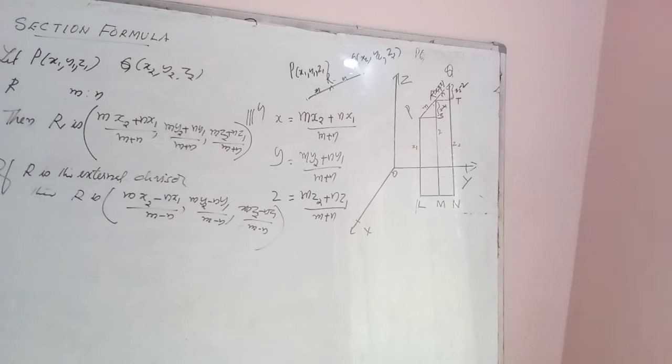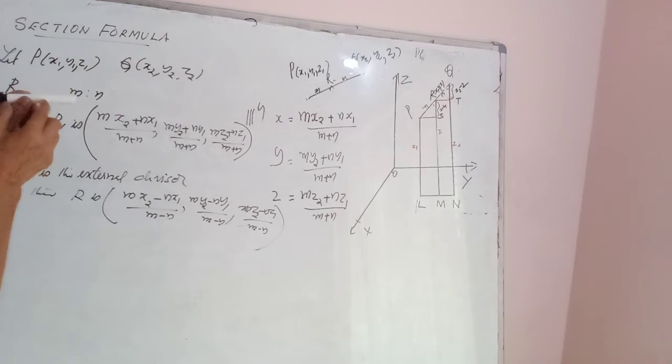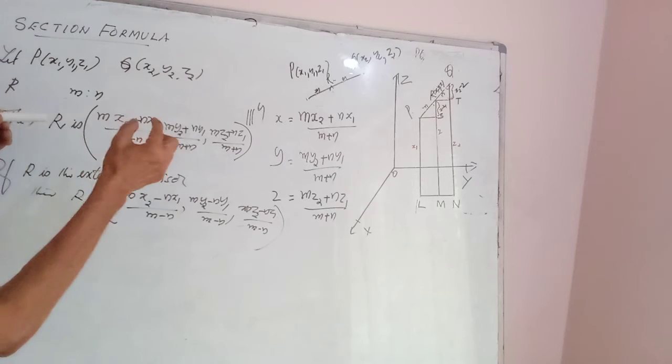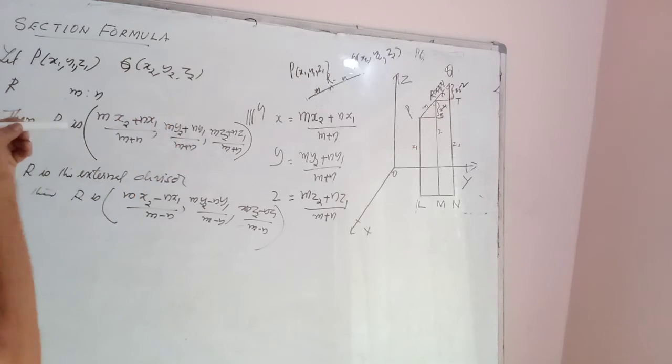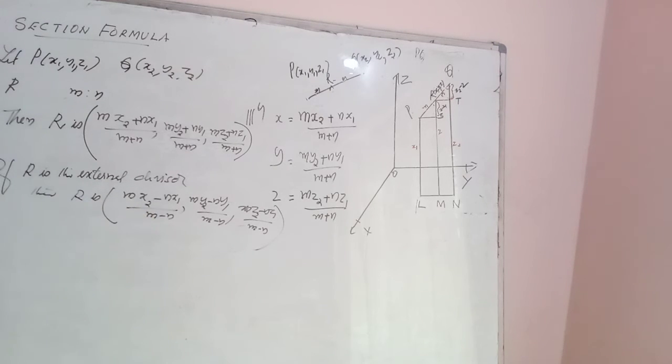So a point R can divide PQ internally in the ratio m is to n and externally in the ratio m is to n. If it divides internally, then that point R will be between P and Q. If it is an external divisor, then R will be outside the line segment PQ. So that is the external divisor coordinates.